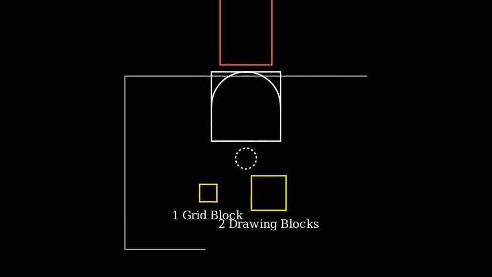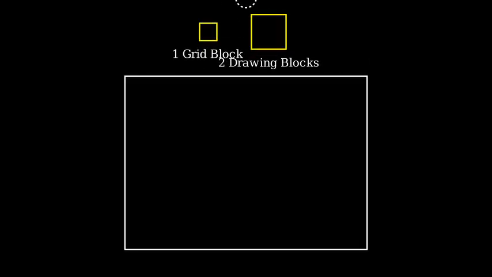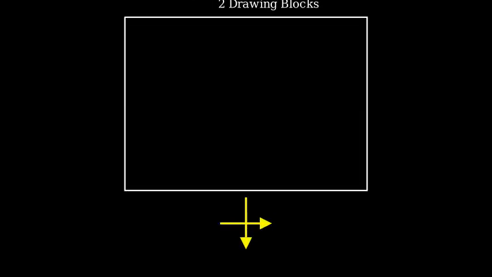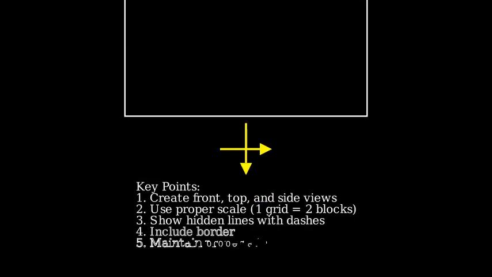isometric drawing. Don't forget to include a simple border around your completed drawings, and make sure your views are properly aligned with each other. And that's how you create orthographic views from isometric drawings. Remember to take your time, measure carefully, and maintain proper alignment between views. Good luck with your drawings!